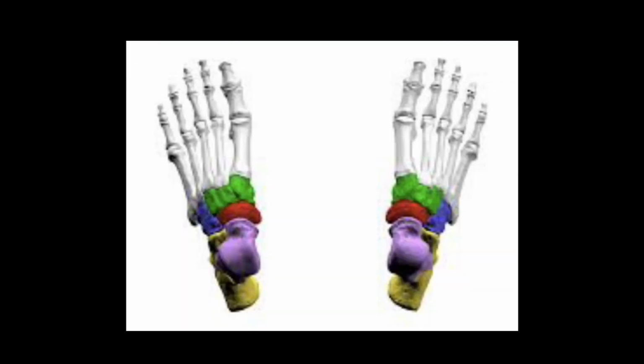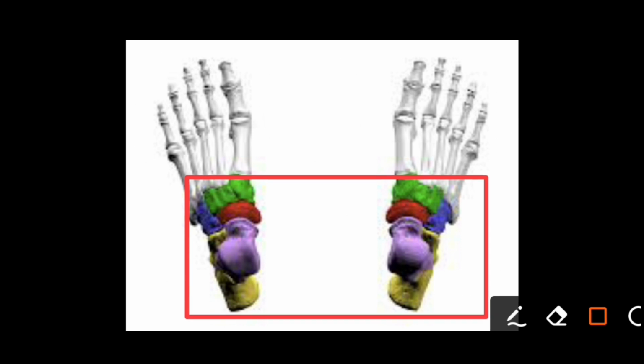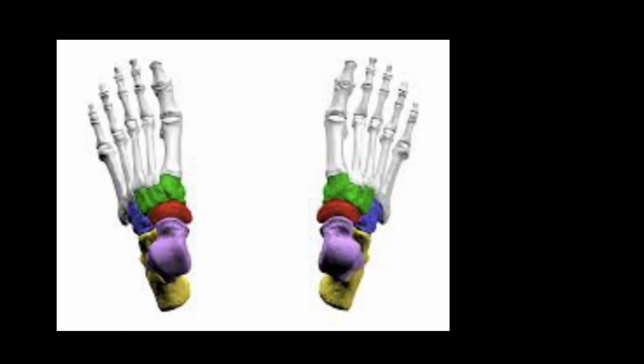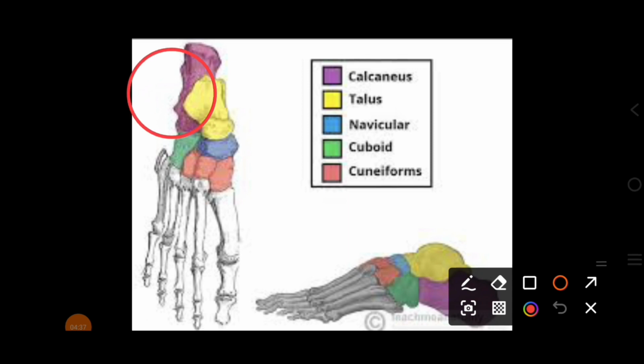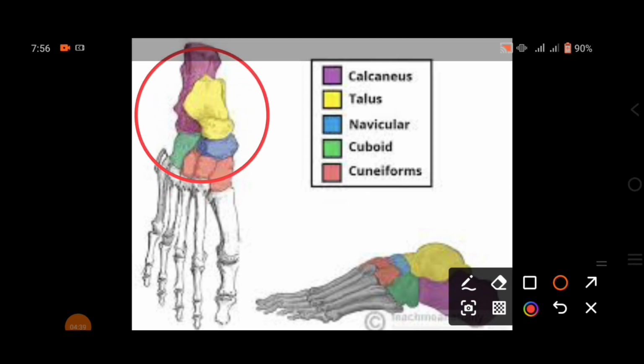Views of the tarsal bones you can see over here. These two are the other views of the tarsal bone. You can see over here, this is the lateral view of the tarsal bone. Another picture, this is the superior view, you can see over here, and this is the lateral view.